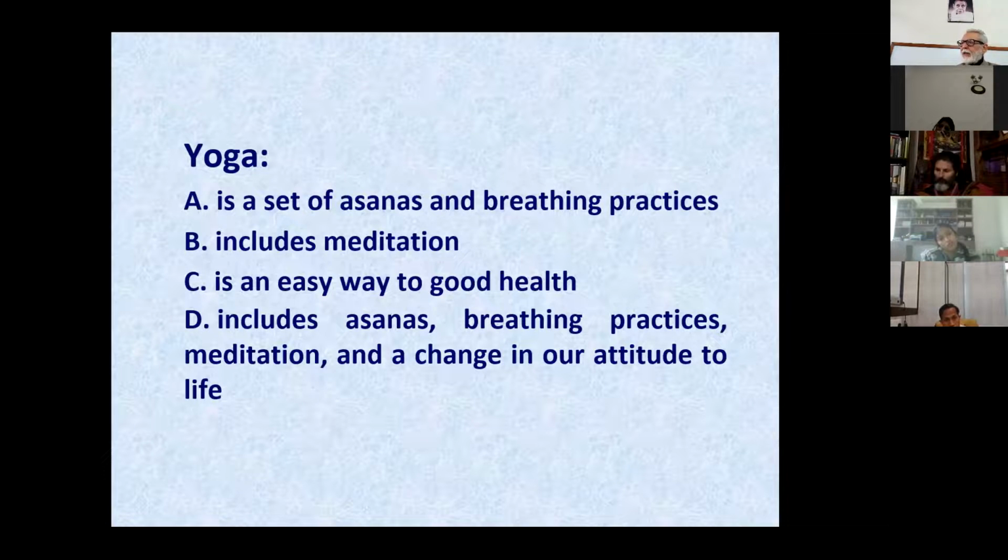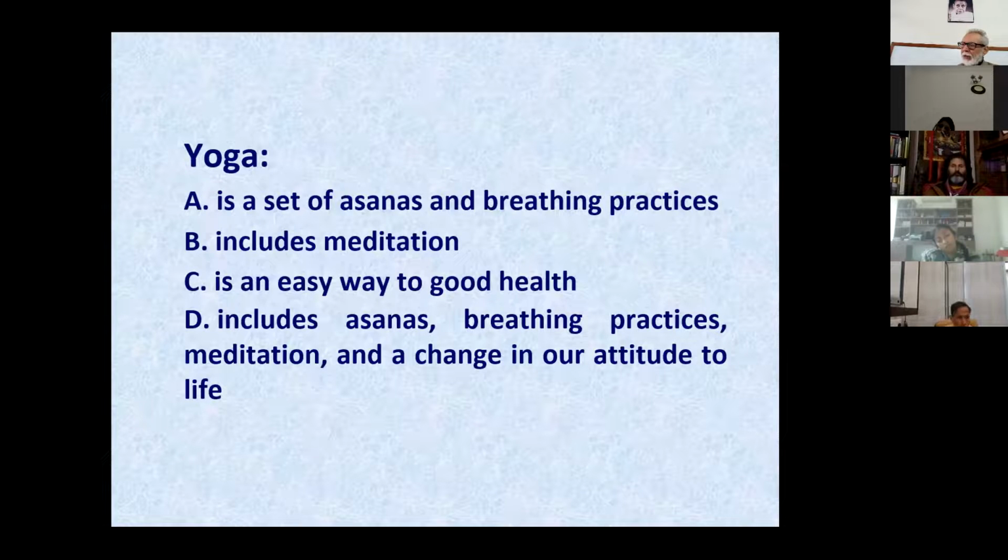Yoga is an easy way to good health. Again, a common misunderstanding. Yoga is neither easy, nor was it designed for good health. Good health is a fringe benefit. It's a byproduct of yoga. And while yoga is enjoyable, it is not easy. There's a difference between being easy and enjoyable. Then, yoga includes asanas, breathing practices, meditation, and a change in our attitude to life.